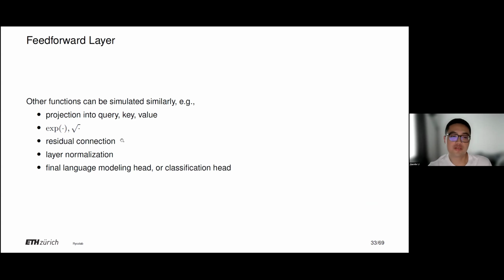Other functions in the transformer can be simulated in a similar way. This includes the projections in the attention layers, the exponential function, the square root function, the residual connection, the normalization, and even the final language modeling head and the classification head. As long as the function is deterministic and you have a finite input space and finite output space, you can always just enumerate all the possible outcomes.